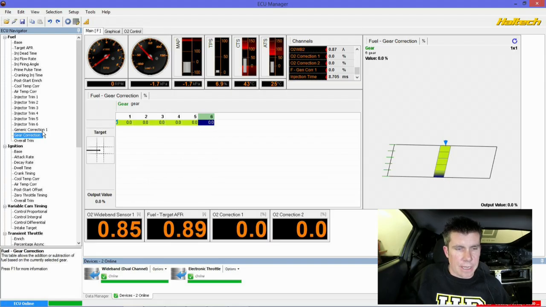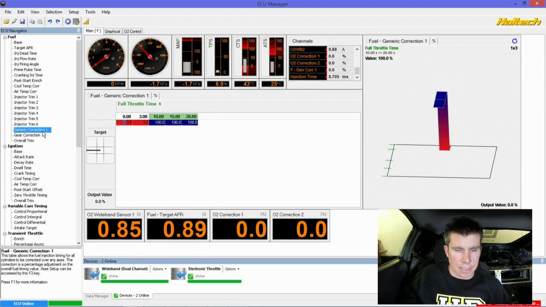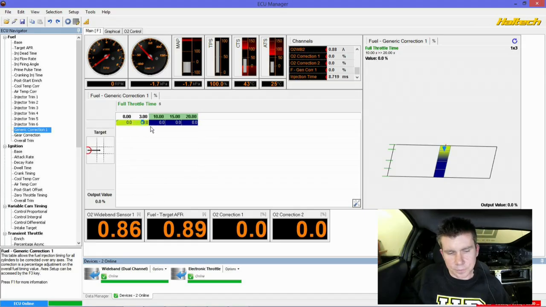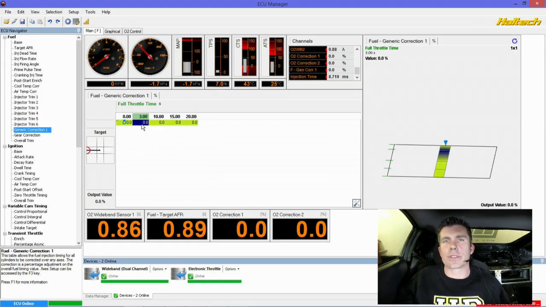Another option, I've set up a generic correction table here, and we can do just about whatever we want with these generic correction tables. But in this particular instance, I've got a correction that is relative to the full throttle timer. So if I go to full throttle now on the car, even though it's not running, you'll see that the timer starts, and we can see it moves across this table. Every time I close the throttle, it resets and goes back to 0. So we can use this full throttle timer as basically an average load indicator.